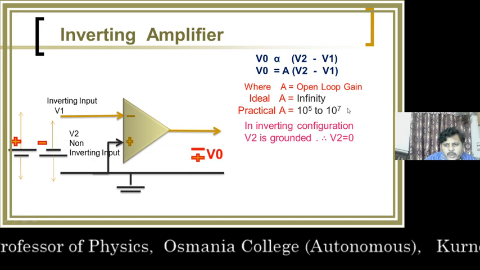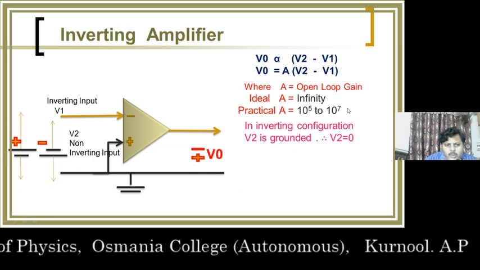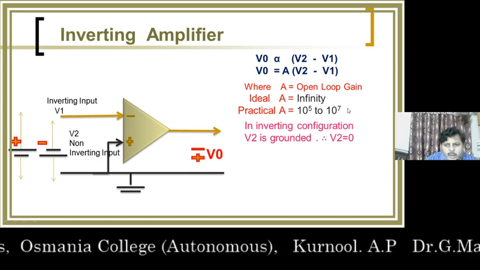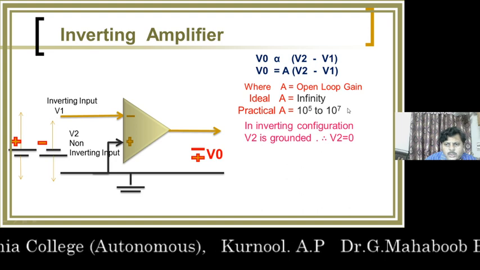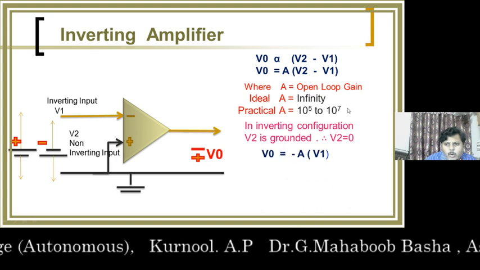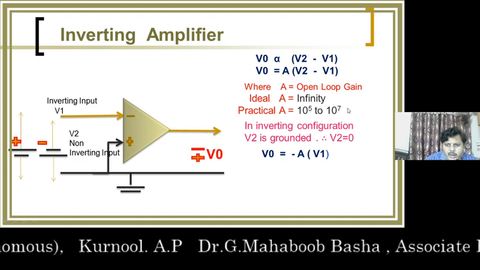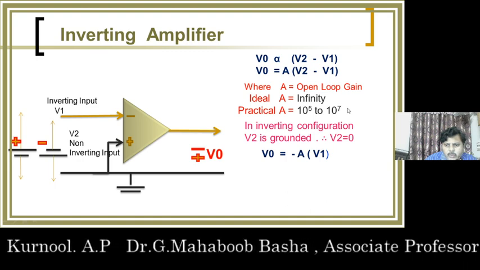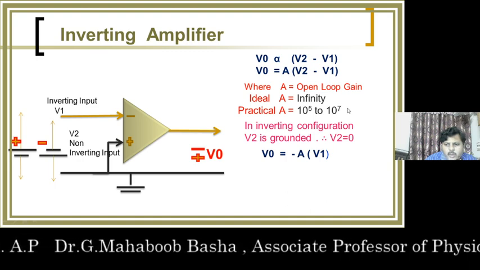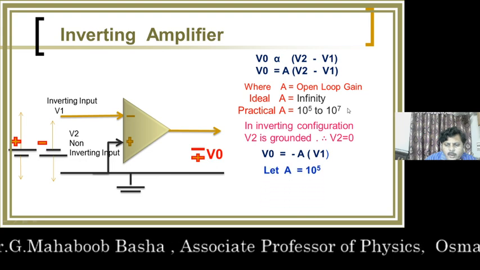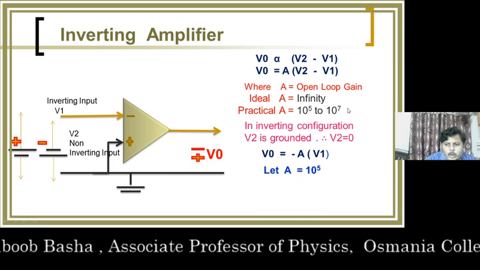In inverting configuration, the non-inverting terminal V2 is grounded. Hence, V2 is equal to 0. If you apply this in the above equation, then it can be written as V0 is equal to minus A times V1. Let the open loop gain A be equal to 10 to the power of 5.